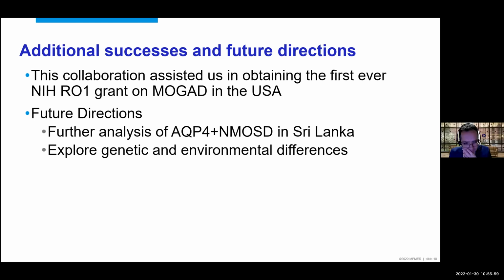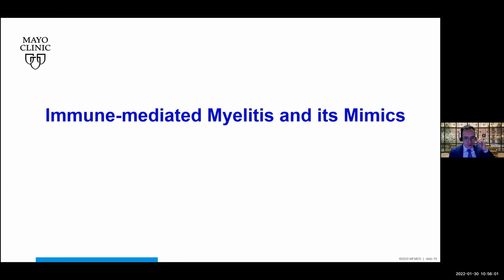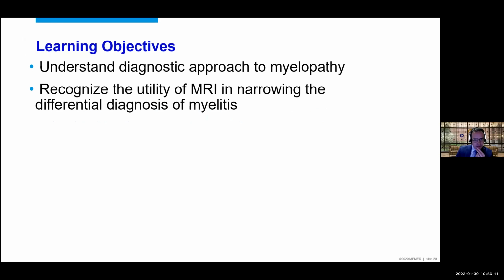Okay, great. So now I'll switch gears and focus on a topic that's quite dear to my heart, and that is immune-mediated myelitis and its mimics. So the goal here today is to understand the diagnostic approach to myelopathy and to recognize the utility of MRI in narrowing the differential diagnosis of myelitis. As a disclosure, I am not a neuroradiologist, but I think I can show you some patterns that you can look out for that can guide you towards the correct diagnosis.